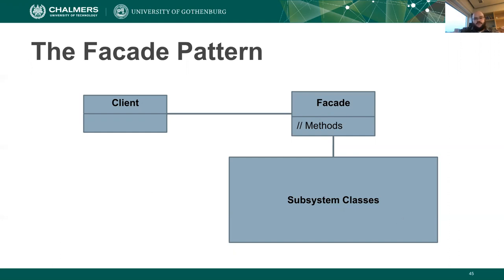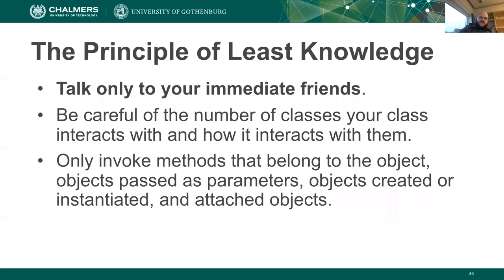That leads us into another important design idea. And that's what's called the principle of least knowledge. This is the idea that you should talk only to your immediate friends. You can reduce the number of interactions between objects whenever possible. When you're designing a class, be careful of the number of classes it interacts with and how it comes to interact with them. This prevents us from creating designs that are highly coupled together. When you have a lot of dependencies, you're building a fragile system that will be expensive to maintain. It's going to be complex for others to understand.